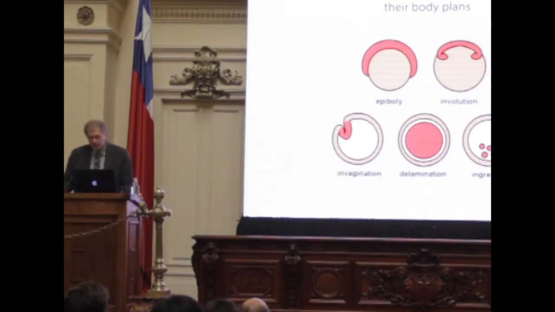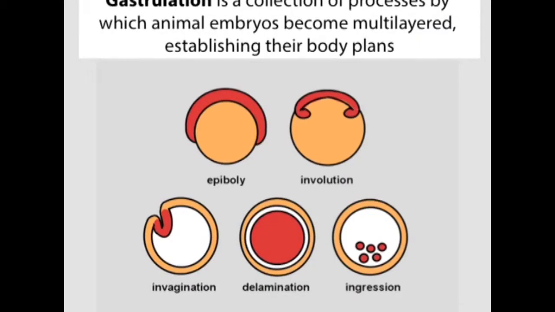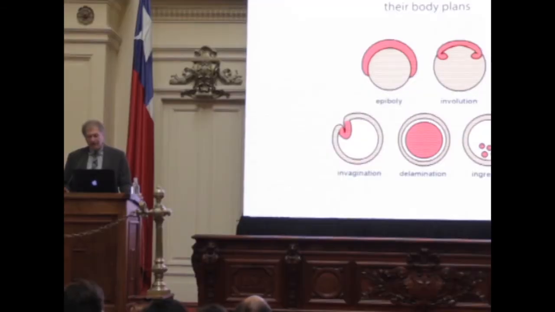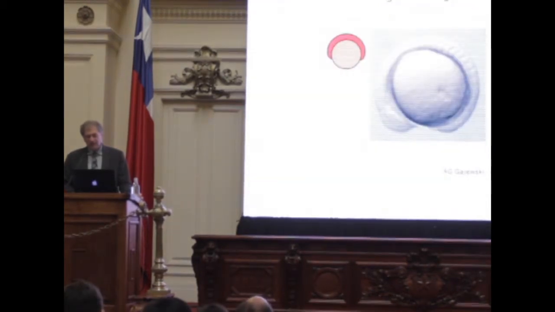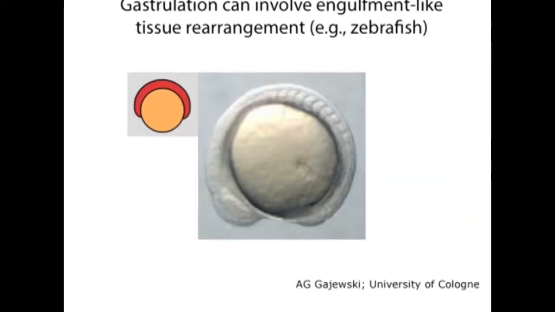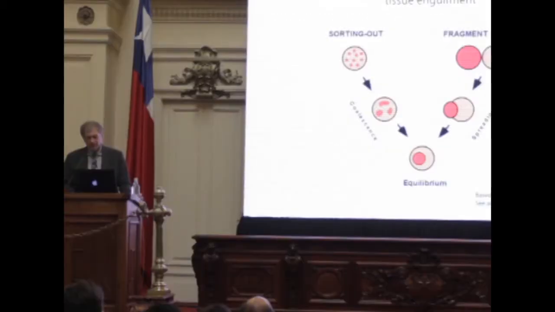Now, gastrulation, which we heard of, is a collection of processes by which animal embryos become multi-layered, establishing their body plans. Okay, and they have different names. In fish, epiboly is typical. Invagination occurs in frogs, and so on. Now, gastrulation can involve engulfment-like tissue rearrangement.